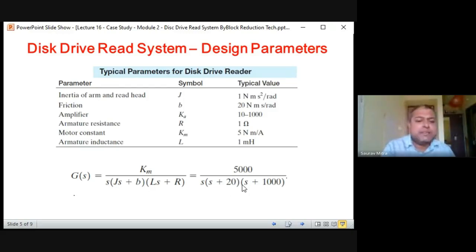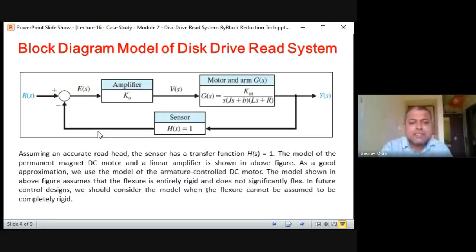G(s) is a third order system, and the type of G(s) is 1. For the first time I'm telling you the definition of type. Type is found from G(s)H(s). G(s)H(s) is called the open loop transfer function. You have to multiply G(s) with H(s). In this case, H(s) equal to 1 is taken as the feedback gain.